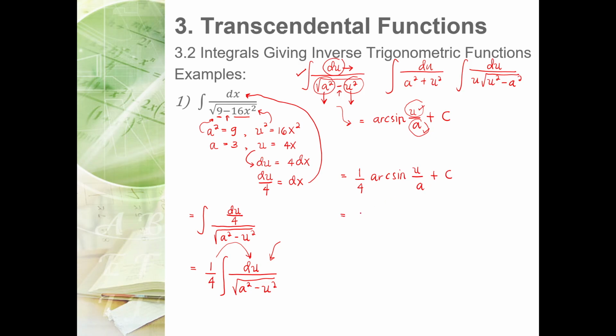So don't forget to bring back the value of your u and a variables. So that's arcsine, so u is 4x all over 3 plus c. So this one is the final answer. So questions?